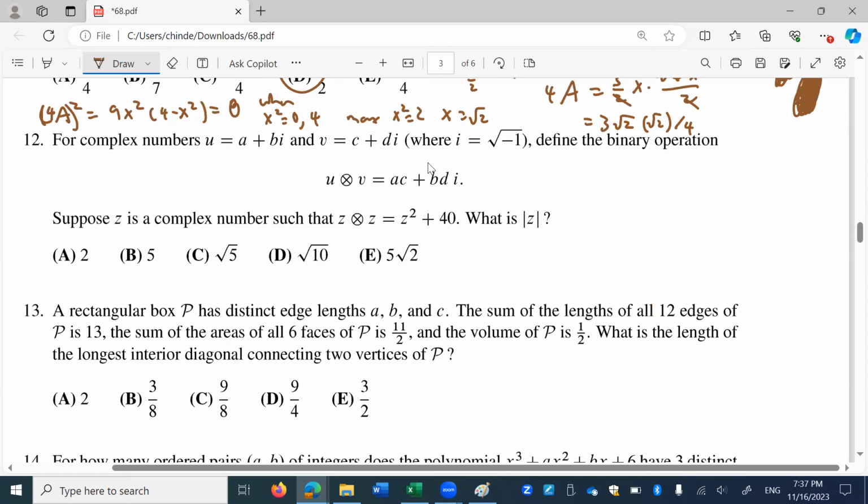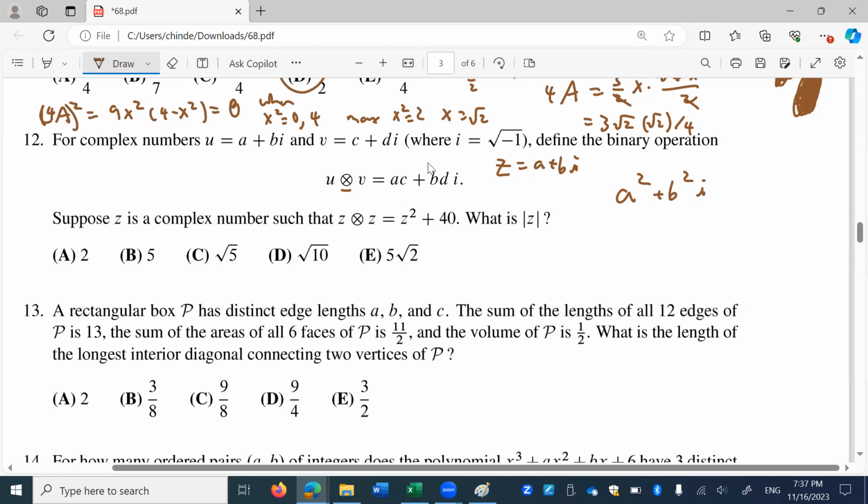All right, we have a new rule, this kind of circle product of complex numbers is another complex number defined by this rule. And I want to find a complex number so that z circle product with itself equals z squared plus 40. If that's the case, what is the size of z? Well, if I suppose that z is a plus bi, let's just write down the left and right hand side of this equation. Then z circle product z is going to equal a squared plus b squared i.